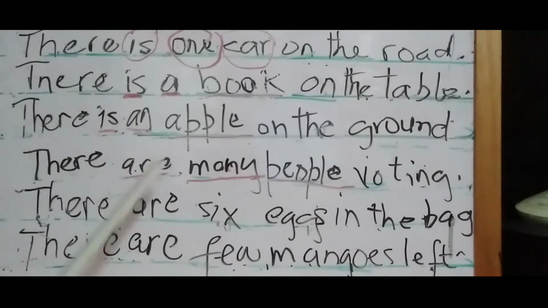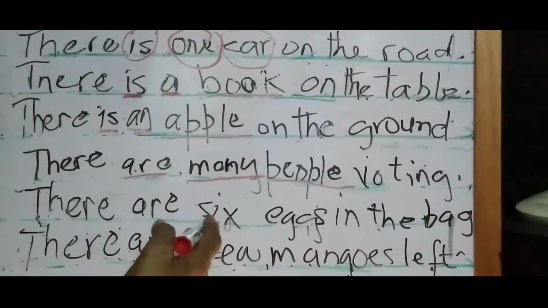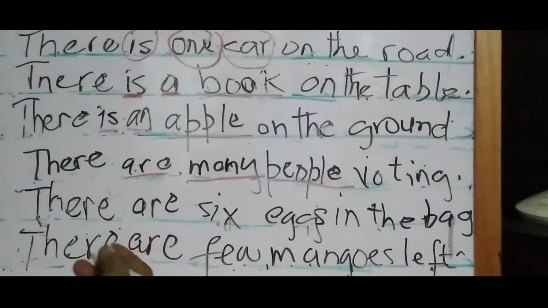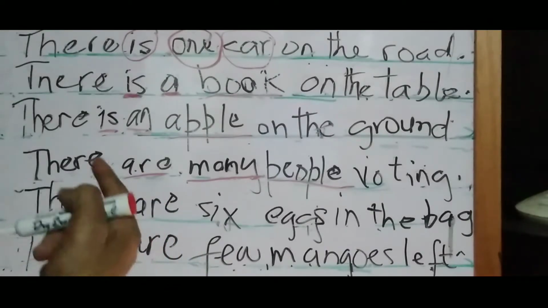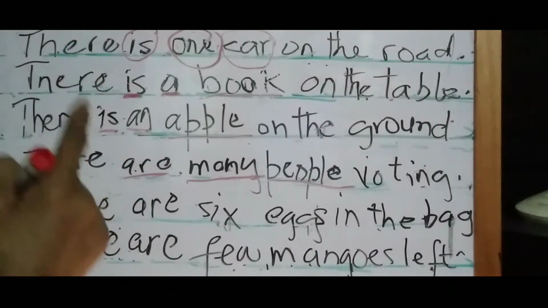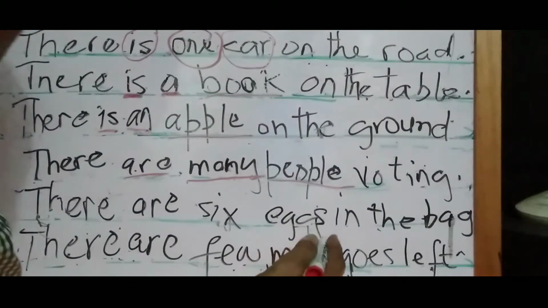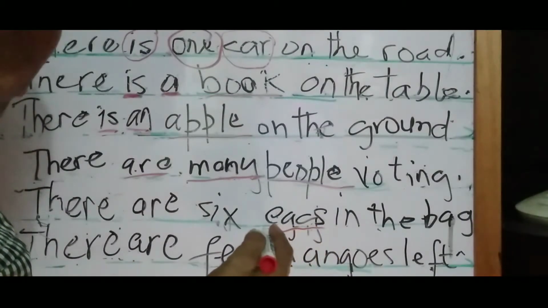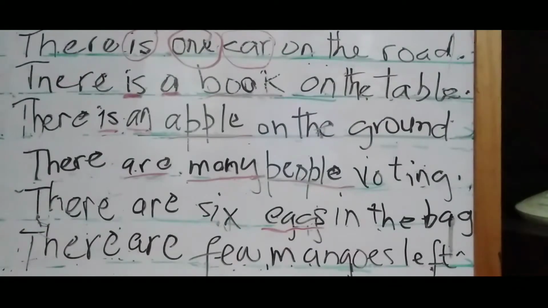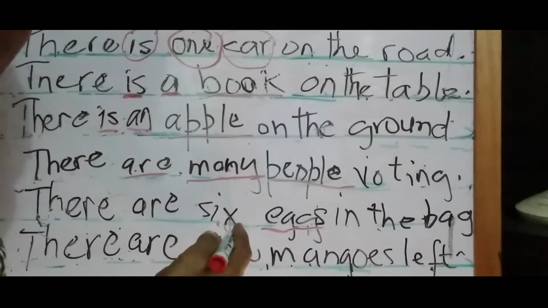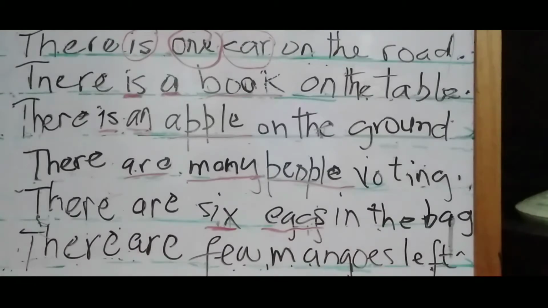All right, next sentence. There are 6 eggs in the bag. Okay, now we use a number to indicate the quantity here. The number 6 indicates that it's plural because it's more than one. Once it's more than one, it's plural. Singular means one. So eggs there is a countable noun, and 6 indicates the specific quantity, and we use a plural verb to go along with it.